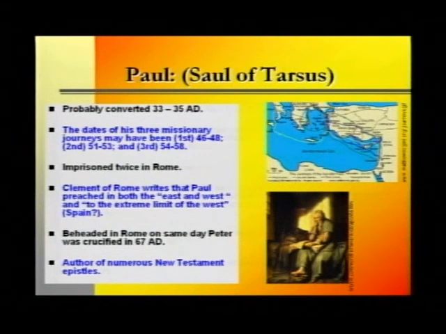He was imprisoned twice in Rome. Some think he was only imprisoned once, but historians say he was imprisoned twice. The end of the book of Acts was his first imprisonment, but then apparently he was released for a while, and he possibly went to Spain. Clement of Rome writes around 96 AD that Paul preached in both the East and the West, and to the extreme limit of the West, which at that time would have been known as Spain.